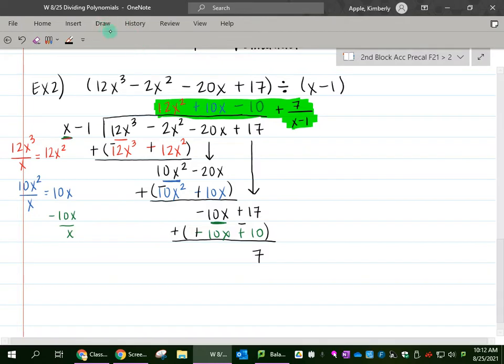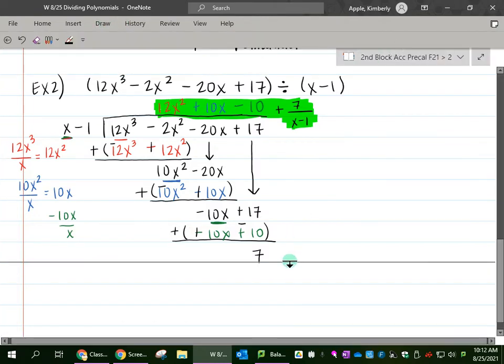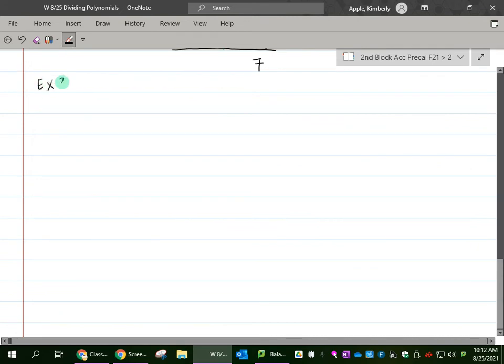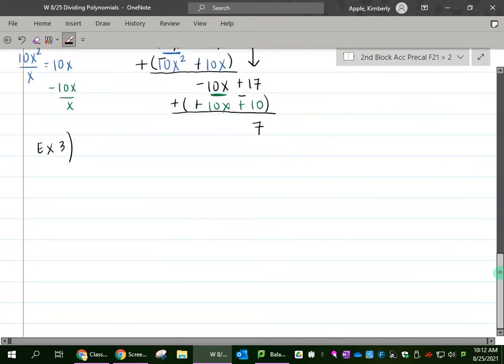All right, example number 3. Woohoo, these are long. Wait, can you go? I will. Sure.